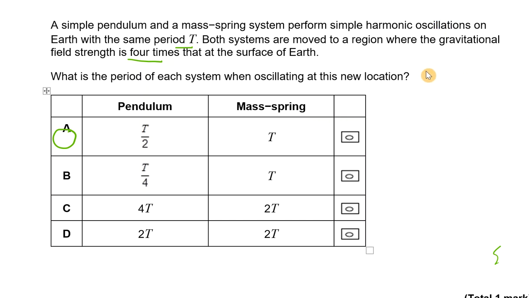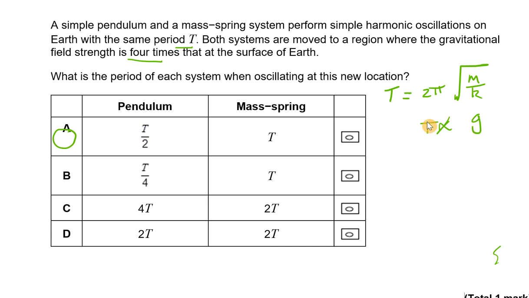So, equations are going to help us. Let's look at one I'm going to start with, and that is the time period for a spring mass system is equal to 2 pi multiplied by the square root of the mass over the spring constant. So, first of all, in this equation, there is no term for gravitational field strength, so the time period is not proportional to gravitational field strength.